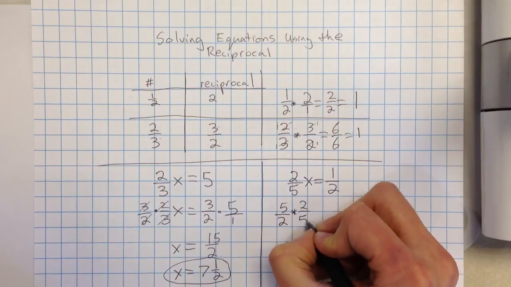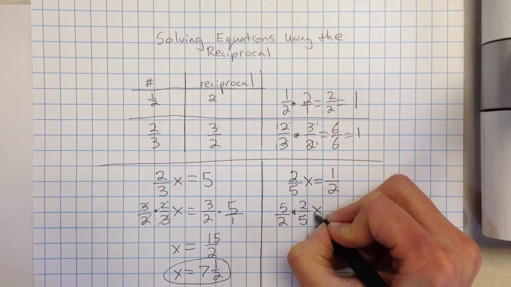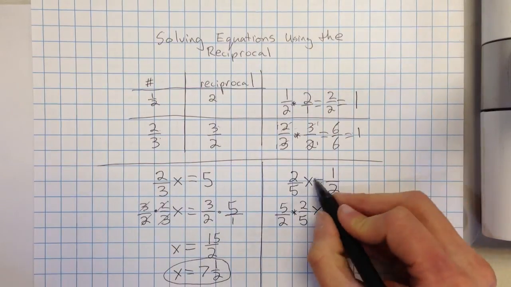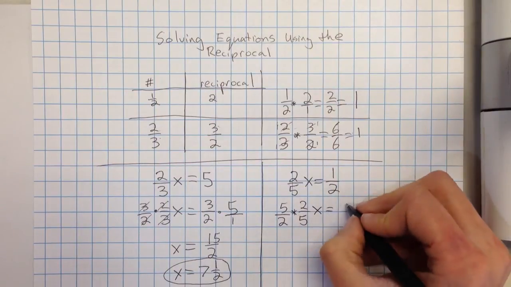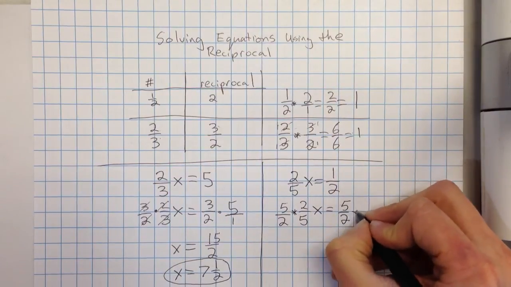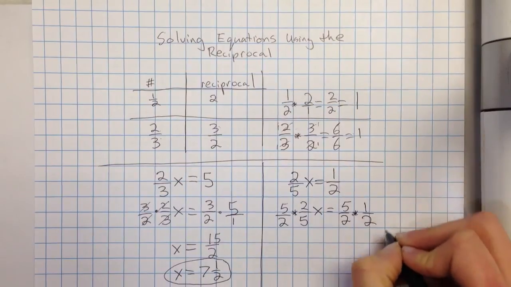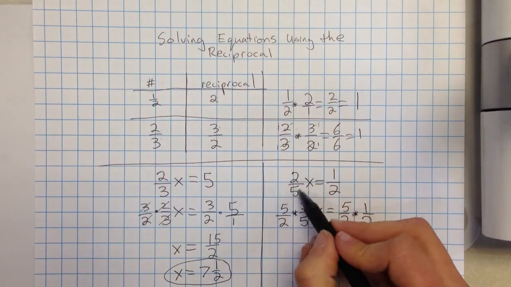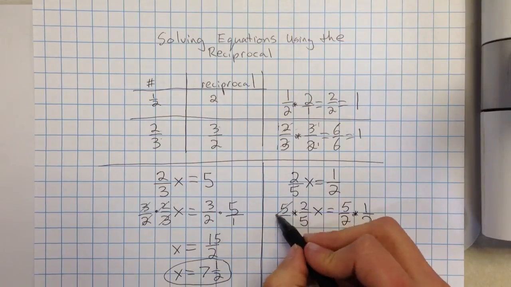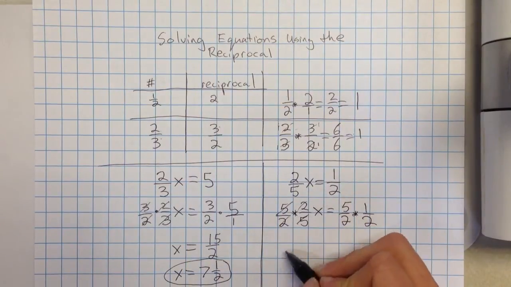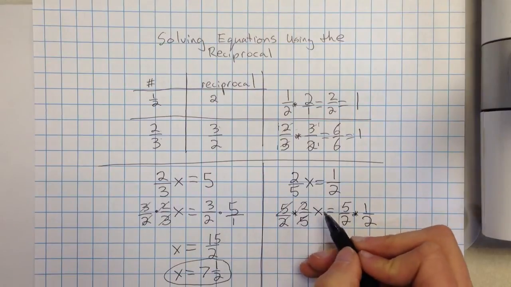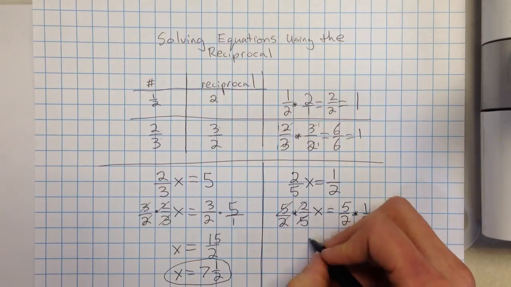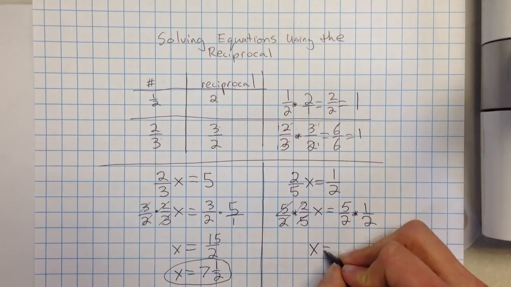times 2/5, the x is still there. I'm going to do the same thing on the right side, multiply by 5/2. Okay, so all I've done is I've multiplied both sides of the equation by the reciprocal of this number right here. Now these will cancel each other out. They'll give me 10/10 or 1. So I'm just left with 1x, or x, on the left side of my equation.